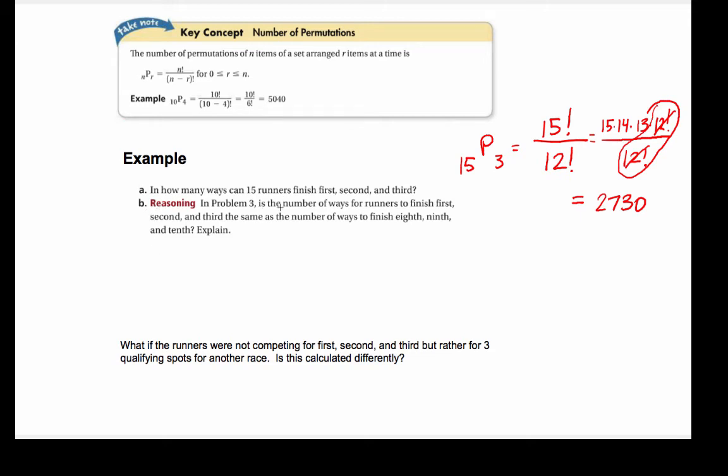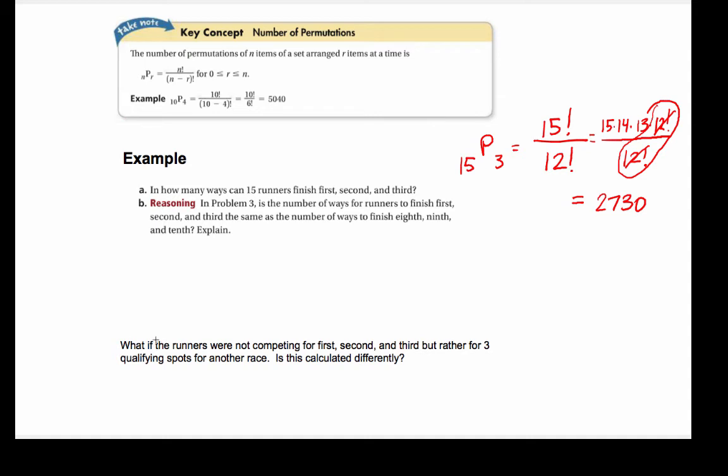Part B, in this problem, asks: is the number of ways for runners to finish first, second, and third the same as the number of ways to finish 8th, 9th, and 10th? Well, what do you think about that? If you think about it for a second, whether they finish first, second, or third, or 8th, 9th, and 10th, I'm still taking 15 possible runners, and I'm choosing 3 of them to arrange. No matter what place it is, I'm still taking 15 runners, choosing 3, so the answer would be the same.